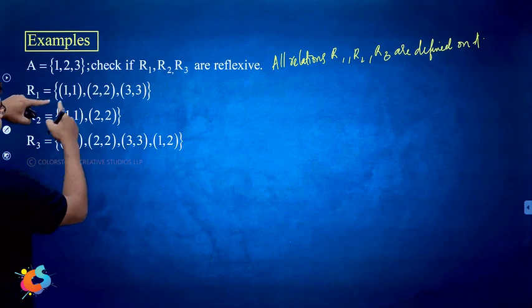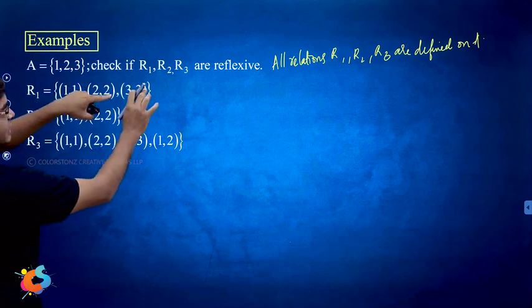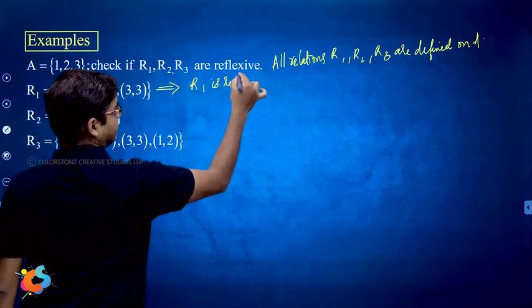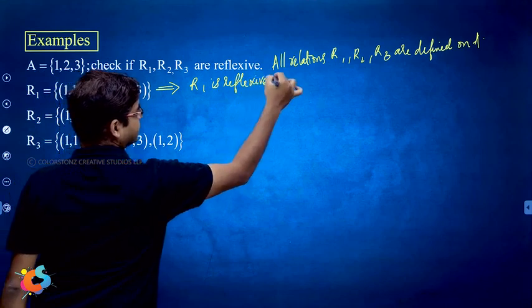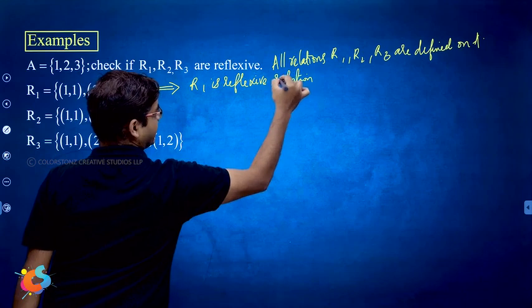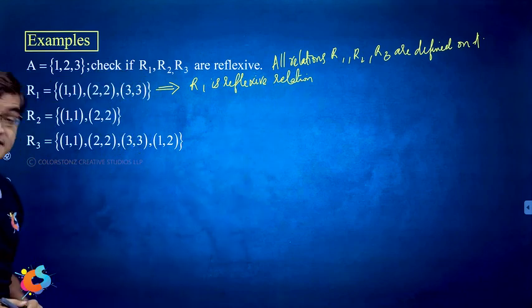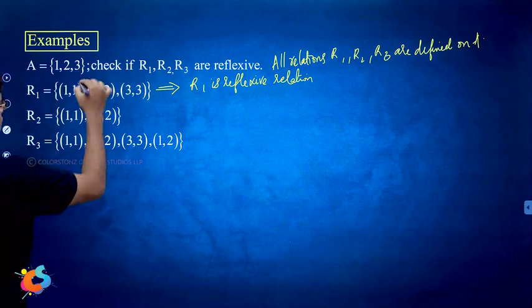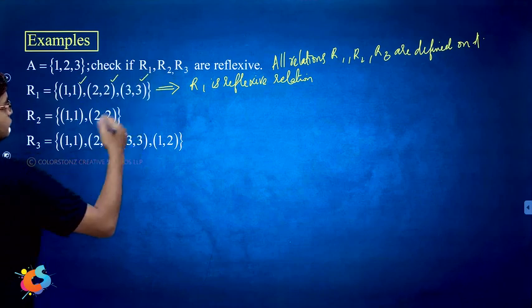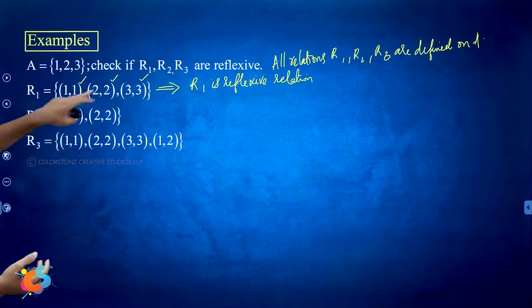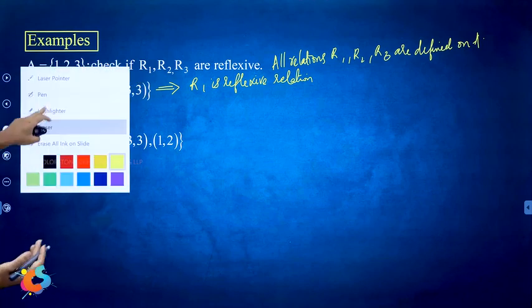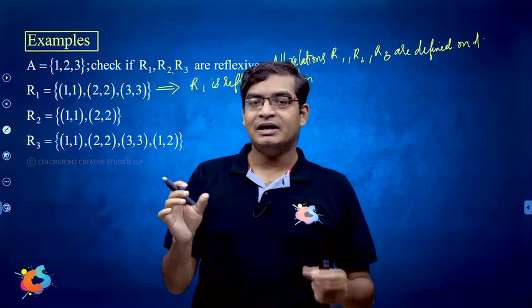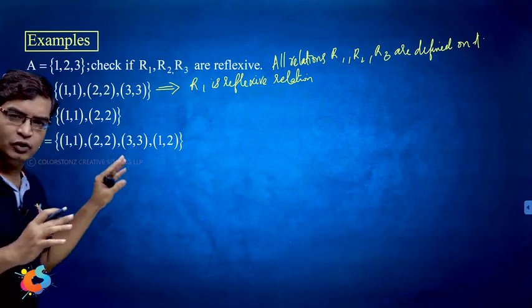So 1, 1 is there, 2, 2 is there, 3, 3 is there. So R1 is reflexive. Reflexive relation. So we understood R1 is a reflexive relation. On what basis did we check? We checked 1, 1 should be there, 2, 2 should be there, 3, 3 should be there. So put a tick mark on all of them. Here a tick mark is not needed. In the next types of relations, I will show you how to do it with tick marks. It will be easy. We can do the problem without any error. So here it is not needed. We know very well what to check for.